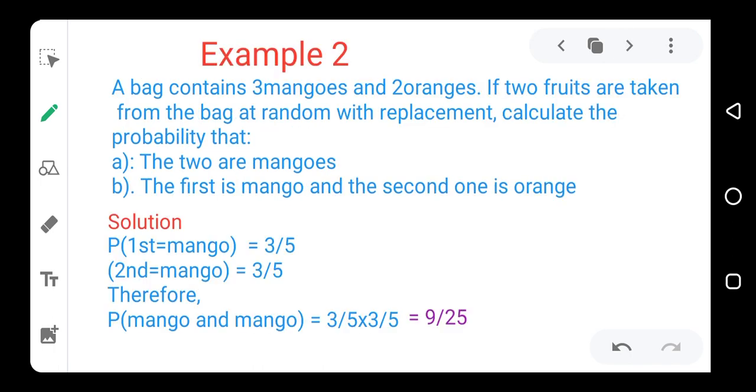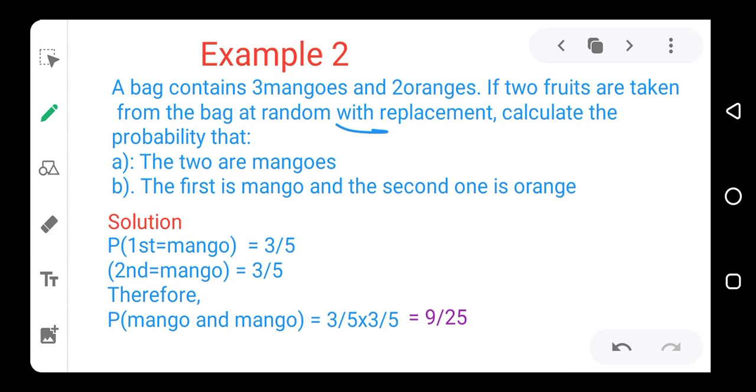Now, example 2. We have the same question. A bag contains 3 mangoes and 2 oranges. If 2 fruits are taken from the bag at random with replacements, calculate the probability that the 2 are mangoes. And B, the first is mango and the second one is orange.